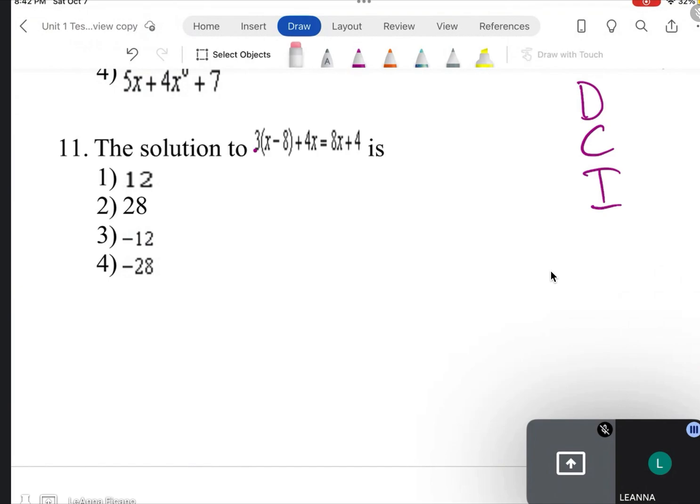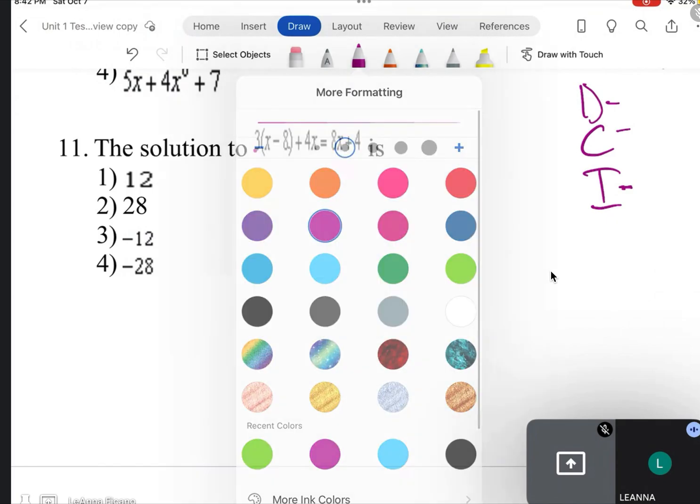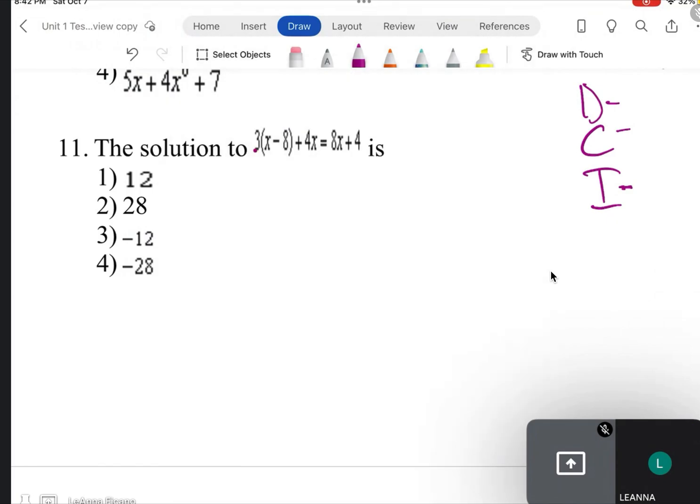This stands for distributive property. This is combined like terms, and this is I would say isolate the variable by using inverse operations, or use inverse operations to isolate the variable. So the first thing I'm going to do is distribute.